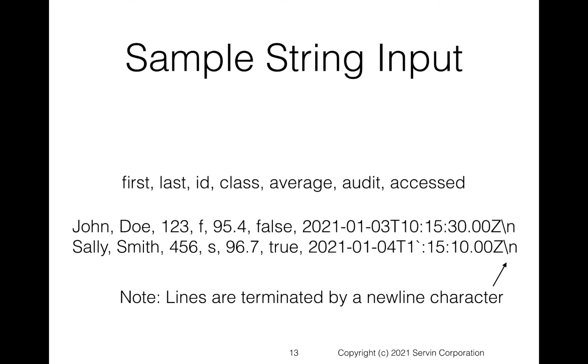In any case, the idea is you have a string with a line termination, and then you'd have another string, in this case Sally Smith, and Sally Smith would have their values, and then you would have a new line character on it. So basically each line is terminated by a new line.